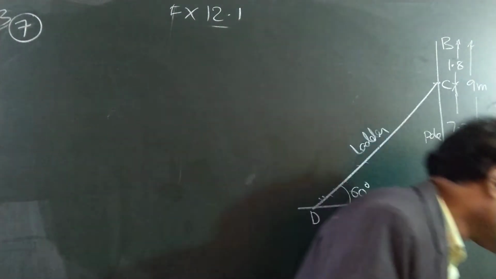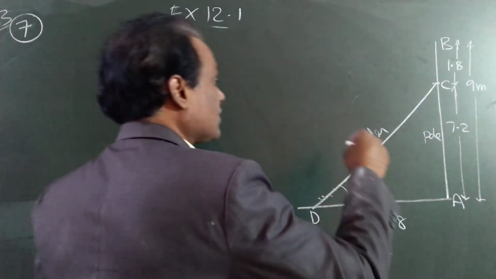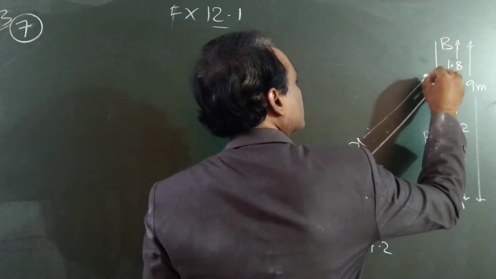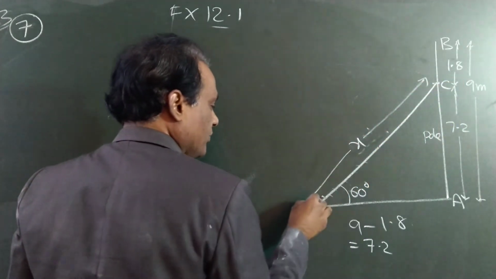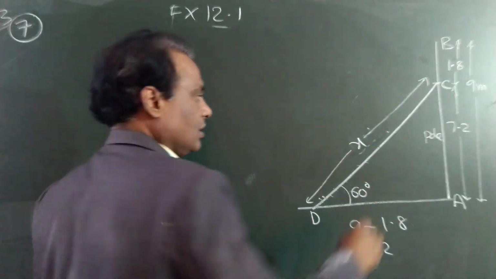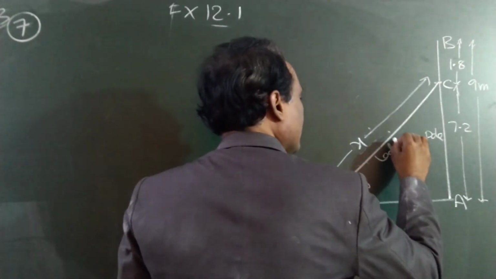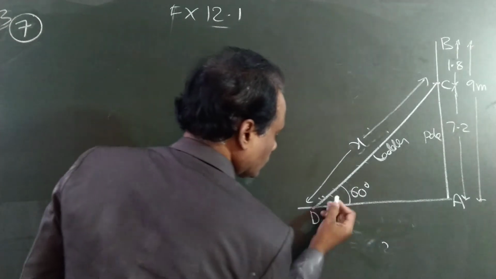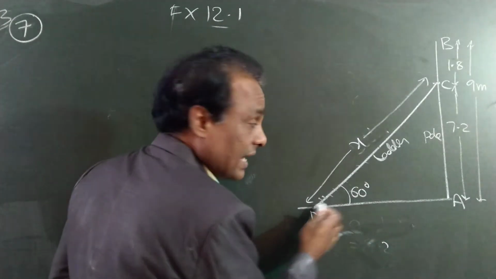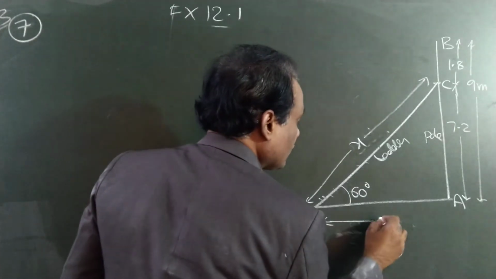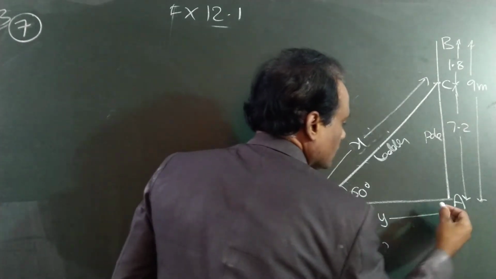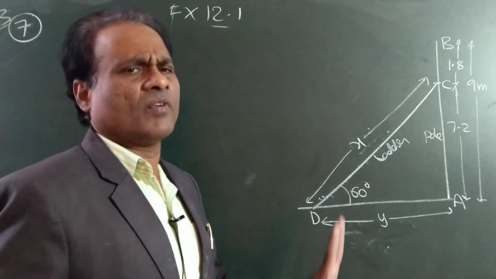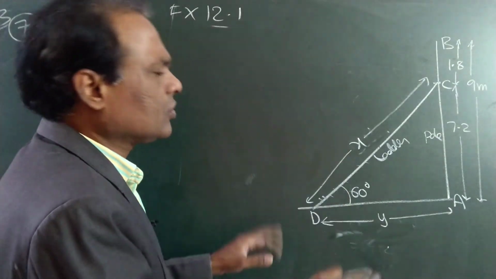Two questions are asked. What is the length of the ladder? And the distance between the foot of the ladder and the foot of the pole, this distance is also asked. X we have to find, Y we have to find. Somewhat difficult question. So first, the total introduction.